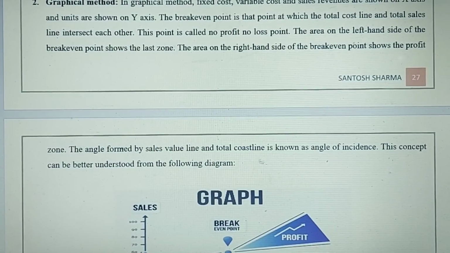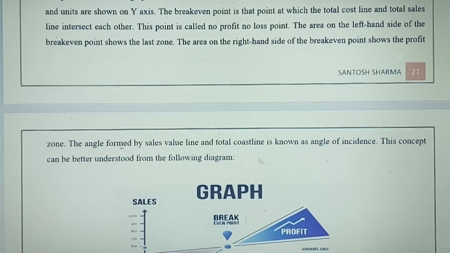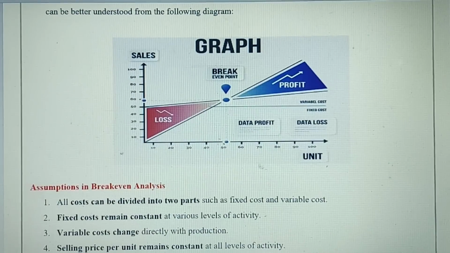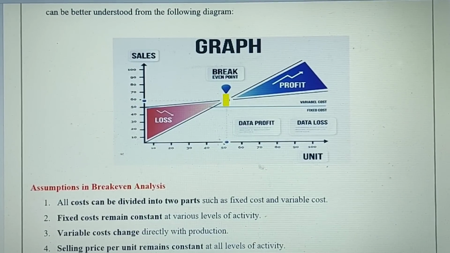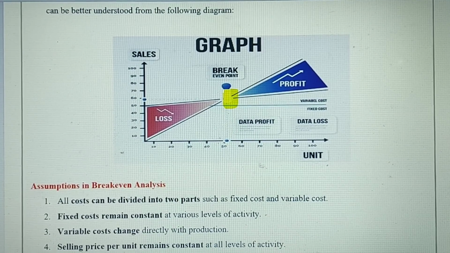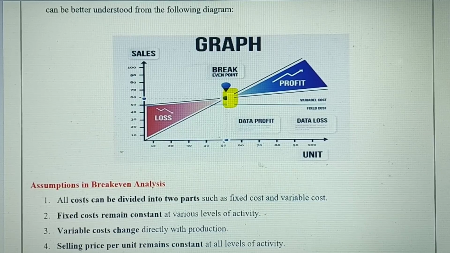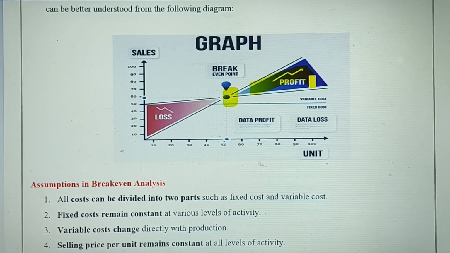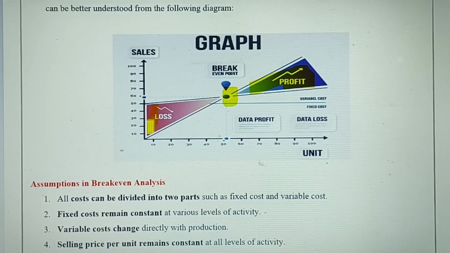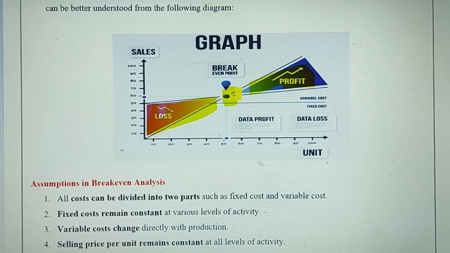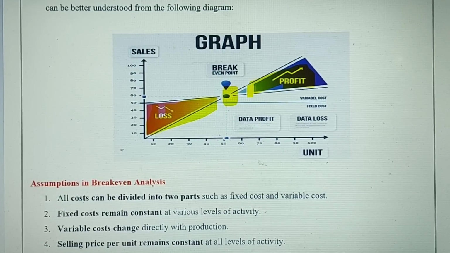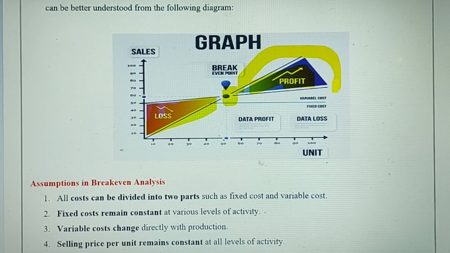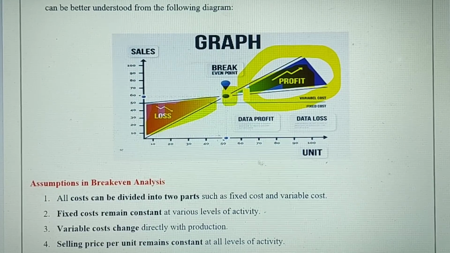Okay, and this is the graphical method of representing the break even analysis. As you can see here, this point is the break even point, and the upper part is the profit part and this part is the loss part. So the company generally always tries to achieve this part so that it makes a good amount of profit.